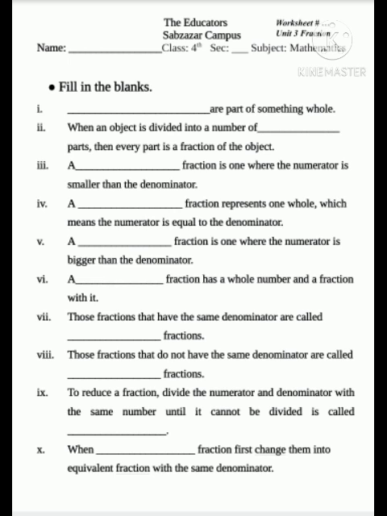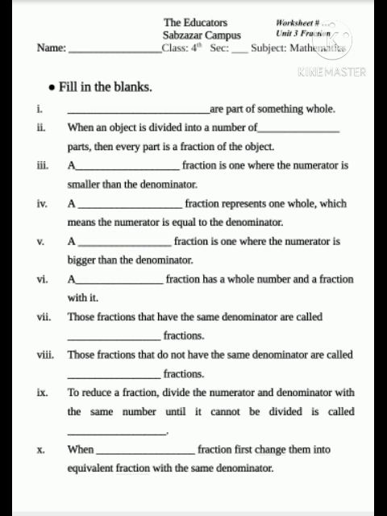Dash are the part of something whole, fractions. When an object is divided into a number of dash parts, then every part is a fraction of the object: equal. A dash fraction is one where the numerator is smaller than the denominator: proper. A dash fraction presents one whole, which means the numerator is equal to the denominator: unit. A dash fraction is one where the numerator is bigger than the denominator: improper fraction.